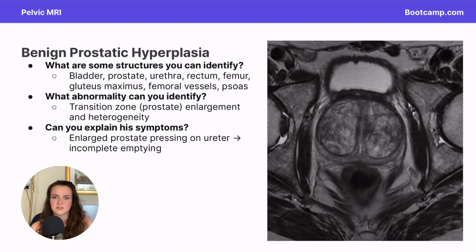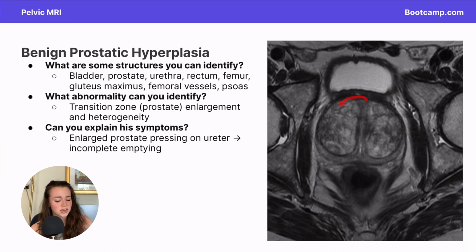And so in terms of identifying an abnormality, this prostate should be jumping right at you. That is a huge, huge, huge transition zone of the prostate. And you can also see that the quality of the tissue itself looks a little more heterogeneous. And that 100% explains his symptoms, right?